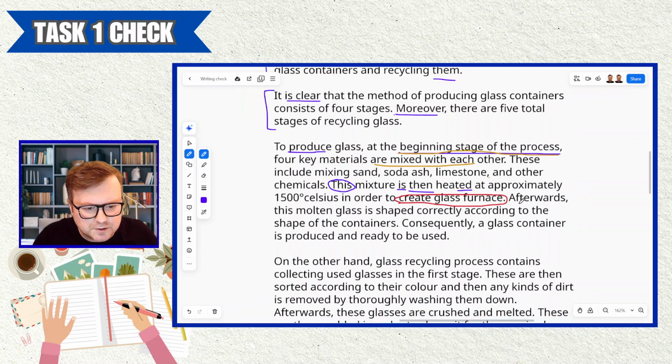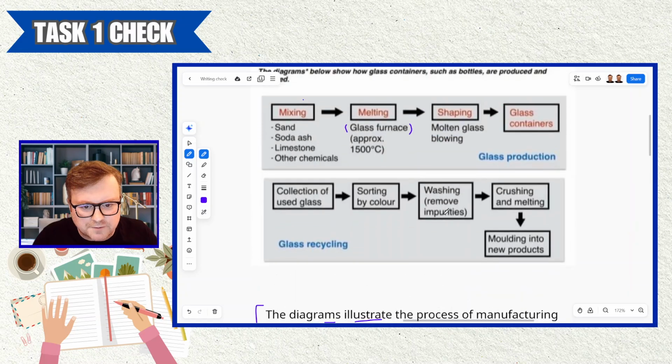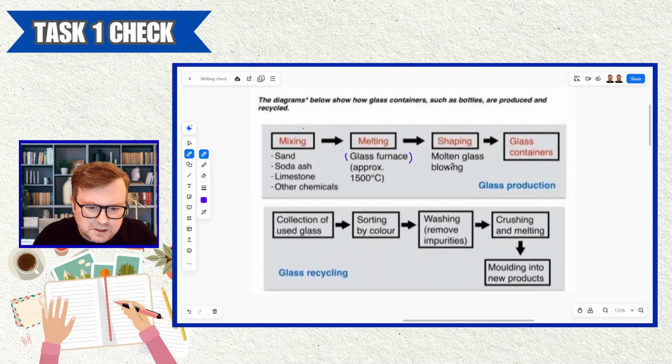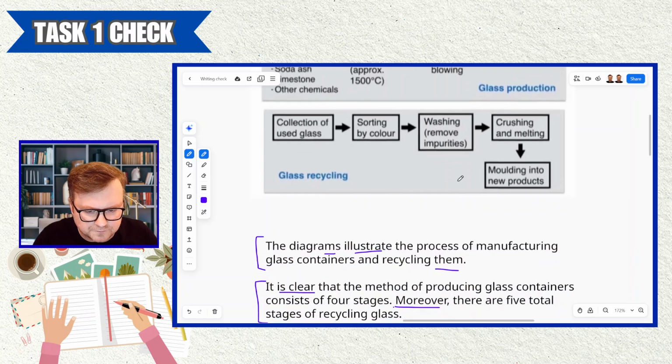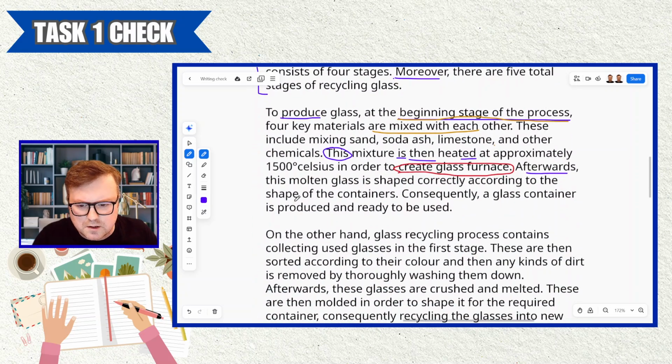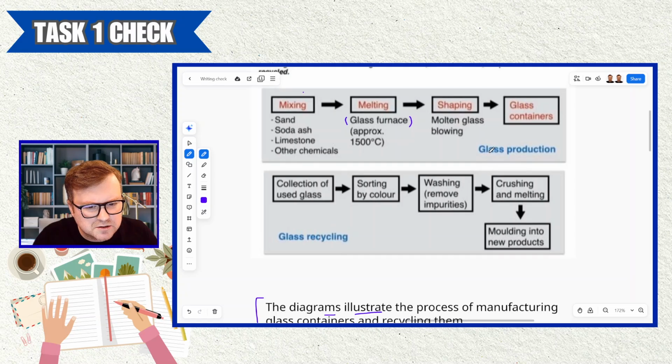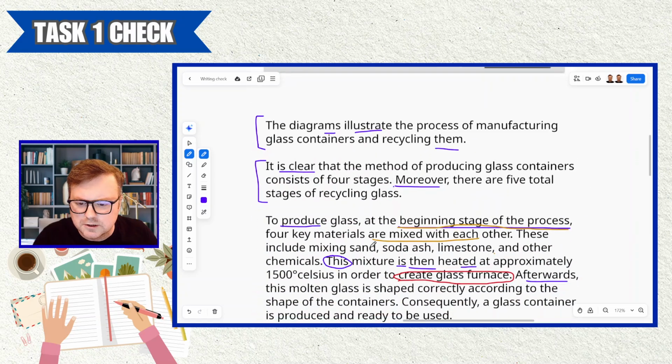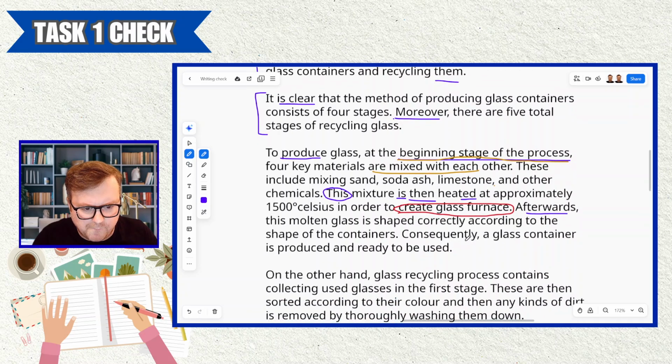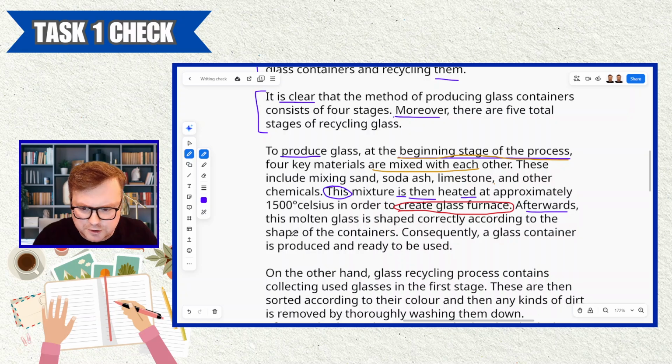Okay, afterwards, okay, this molten glass, yeah. This molten glass is shaped correctly according to the shape of the containers. Yeah, I guess so. Consequently, a glass container is produced. Yeah, okay. Consequently, a glass container is produced and ready to be used.